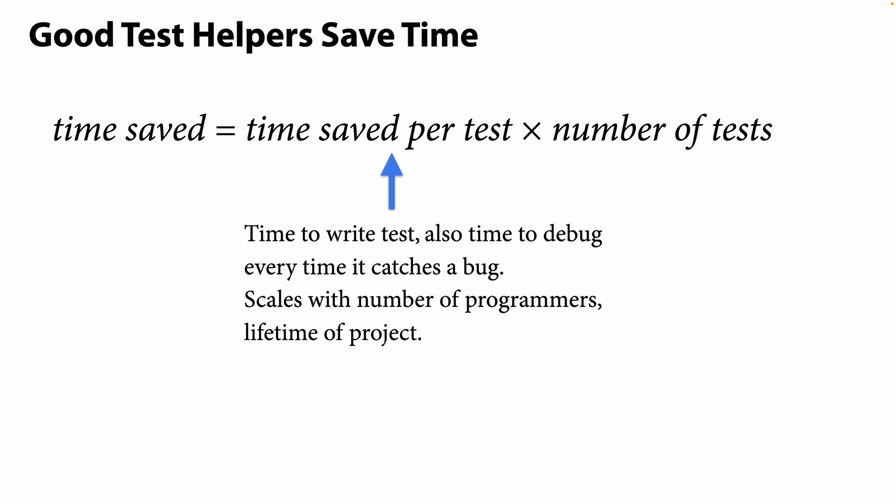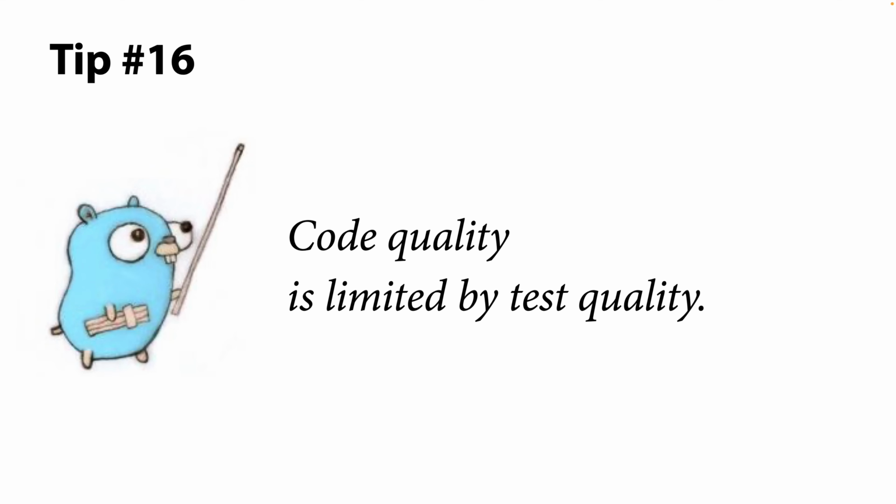Perhaps even more importantly, because tests are easier to write, you're likely to write more tests, which results in higher quality code. Tip number 16, code quality is limited by test quality. If you can't write high quality tests, you won't write enough tests, and you won't end up with high quality code.